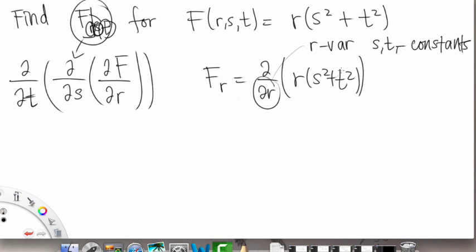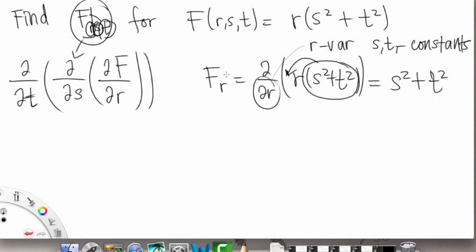Okay, so this term here, right in the parentheses, makes up the coefficient of r. That's just like numbers, right? So the derivative with respect to r is going to be s squared plus t squared. Okay? So that's the first derivative there.